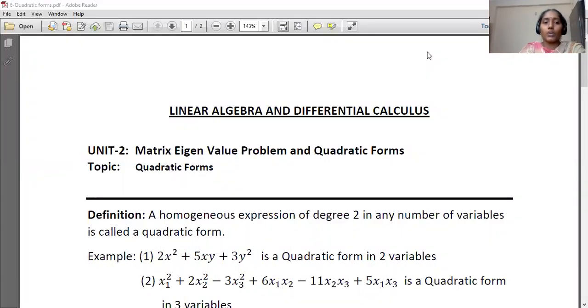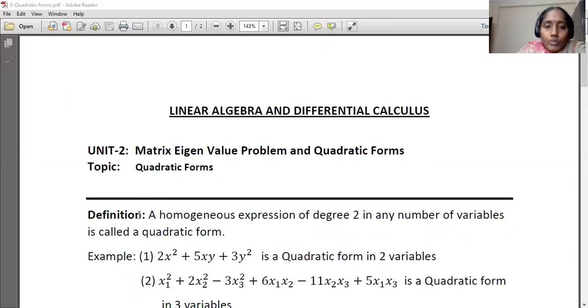Today we will discuss quadratic forms. In this, how to express a quadratic form as a symmetric matrix, and how to write a symmetric matrix as a quadratic form. Before we go to that, which expression is called a quadratic form? First, we go to the definition of quadratic form, how it looks.